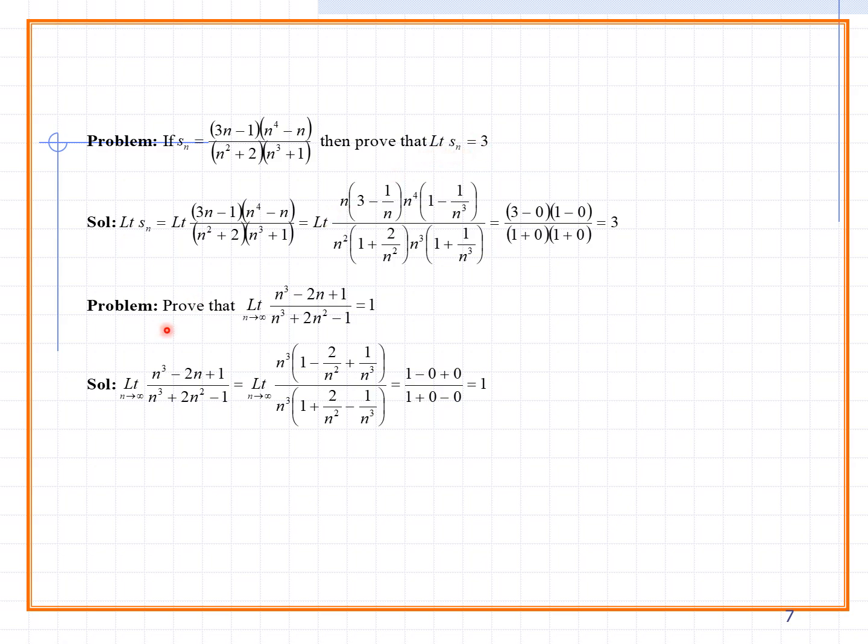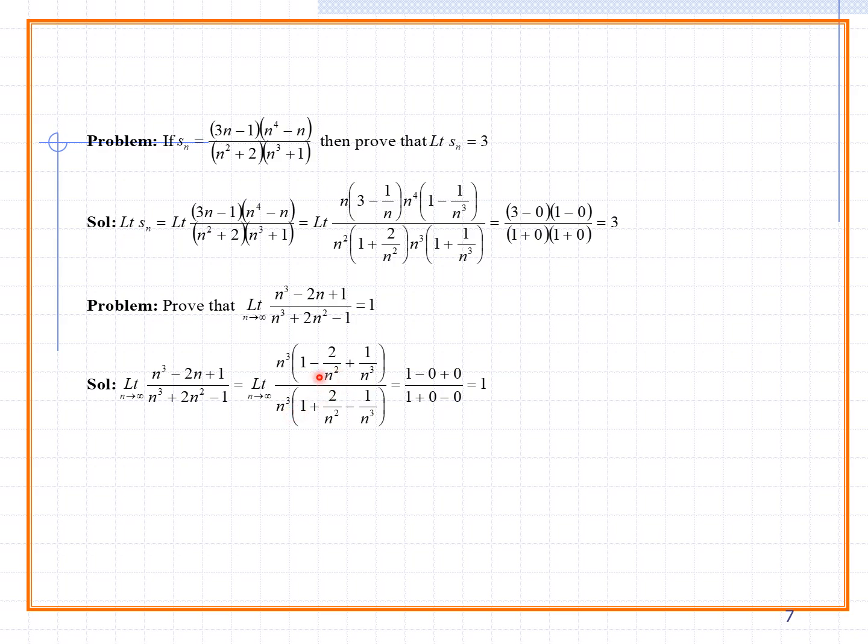Again, let us see one more problem. Prove that the limit as n tends to infinity of (n cube minus 2n plus 1) by (n cube plus 2n square minus 1) equals 1. Again, apply the limit n tends to infinity. Before that, take n cube as common. In the numerator, you get 1 minus 2 by n square plus 1 by n cube. In the denominator, n cube is common, giving 1 plus 2 by n square minus 1 by n cube. Both n cube cancel.